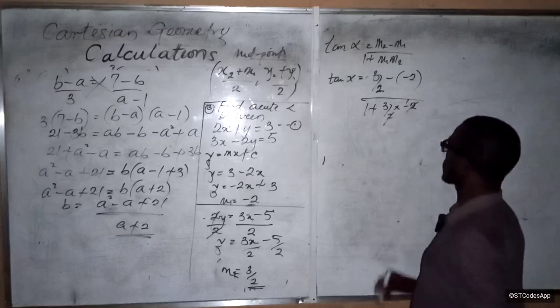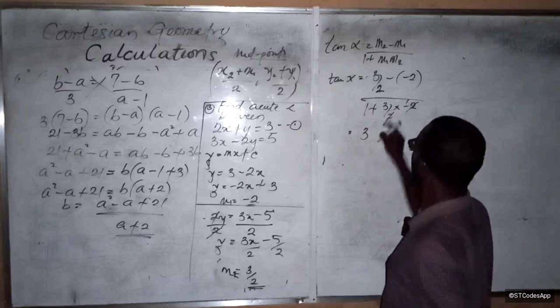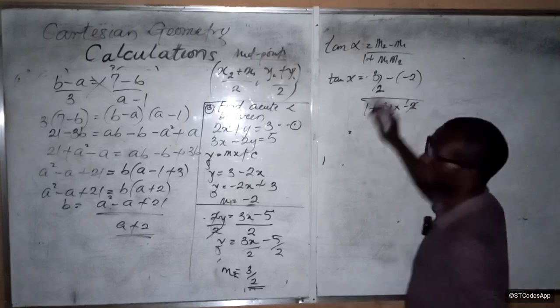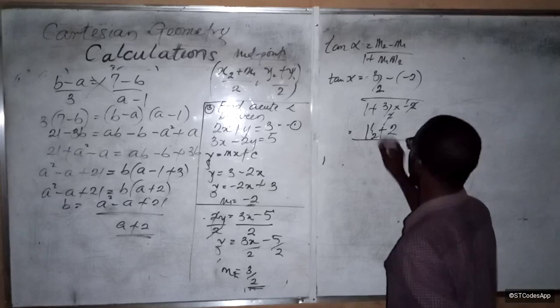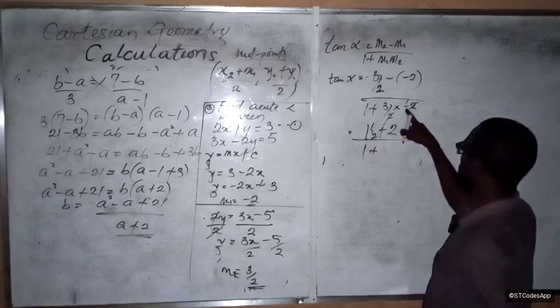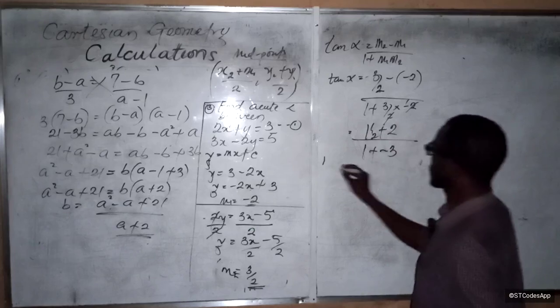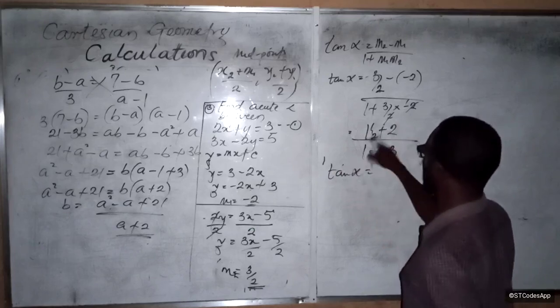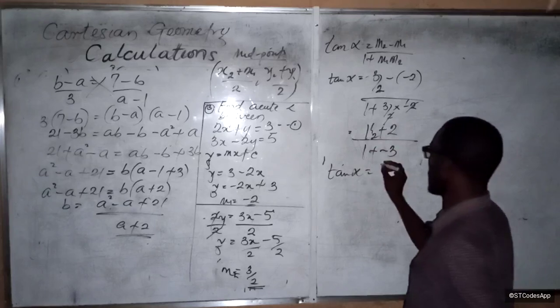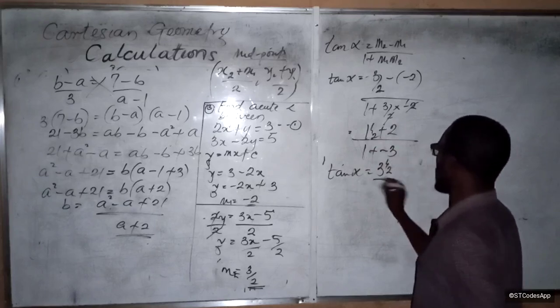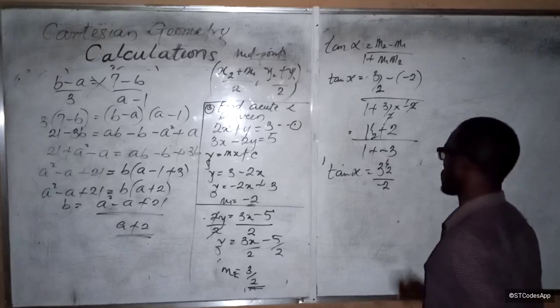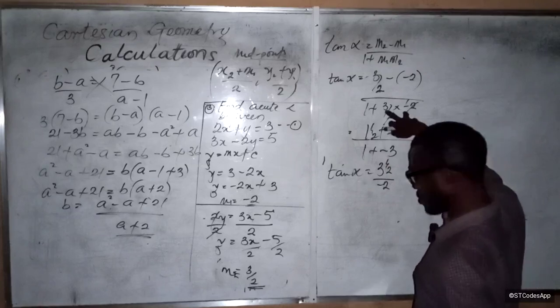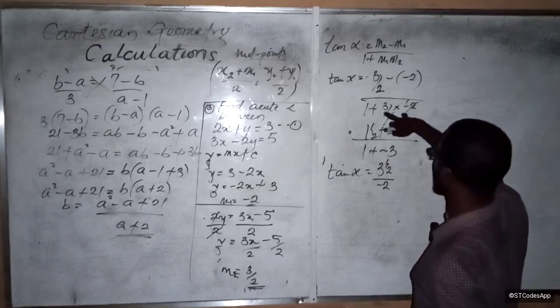This takes care of this, gives us 1. So we have 3 over 2 plus 2. That is just 1.5 plus 2, isn't it? Over 1 plus 3 times minus 1 is minus 3. So tan alpha will be equal to 2 plus 1.5 is 3.5 over 1 minus 3, that is minus 2. So what do we have?